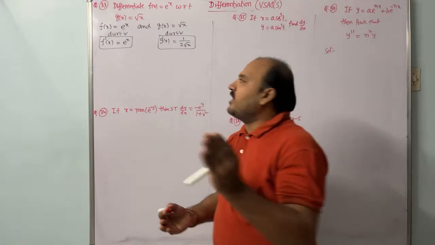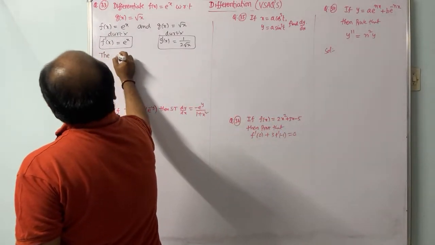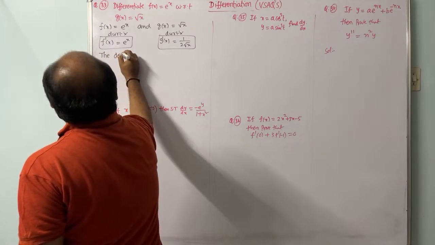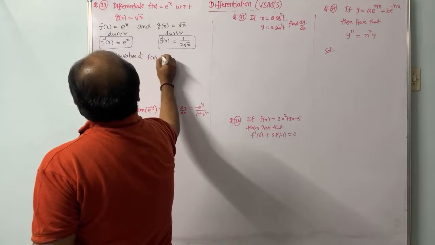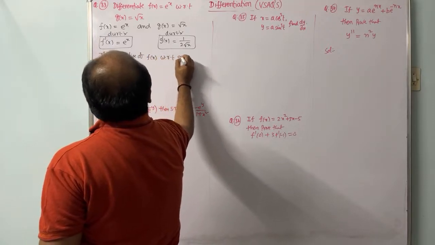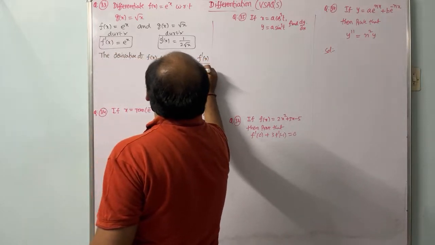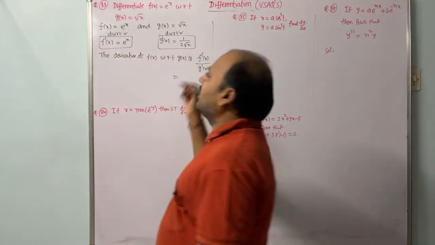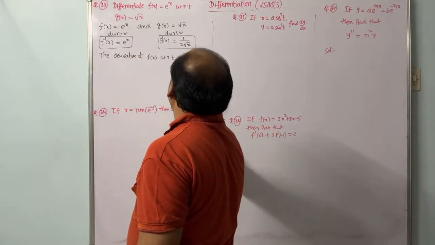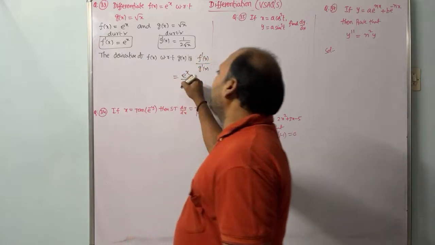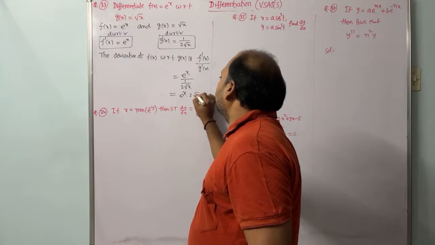After finding f dash of x and g dash of x, the derivative of f of x with respect to g of x is f dash of x divided by g dash of x. That only formula, dear students. What is f dash of x? We got e power x by 1 by 2 root x. Denominator of denominator, it will become numerator. So e power x into 2 root x.